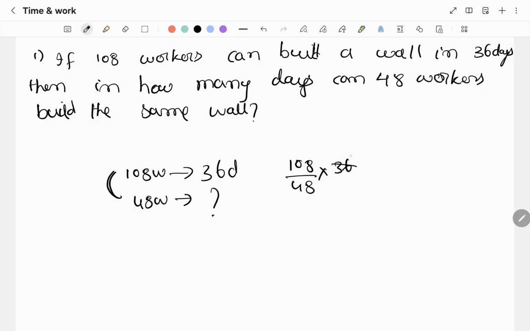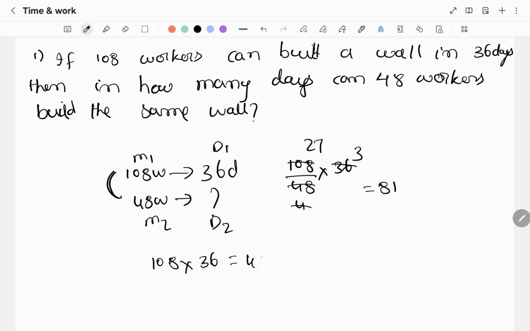This goes by 12: 12 threes, 12 fours, 4 ones, 4 twos, 27. So the total is 81. Otherwise, we can do this with M1, D1, M2, D2. So M1 D1 is equal to M2 D2. Same thing, 12 fours, 12 threes, 4 ones, 27. We get the same answer.